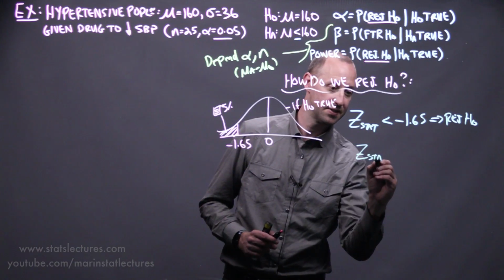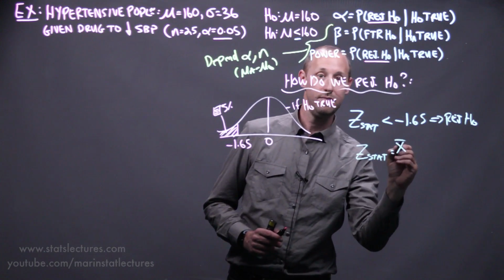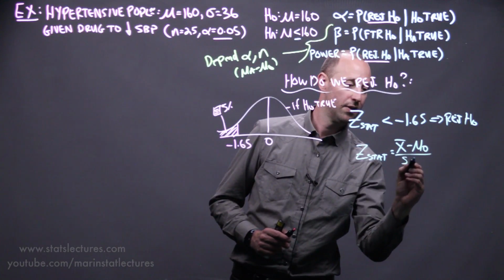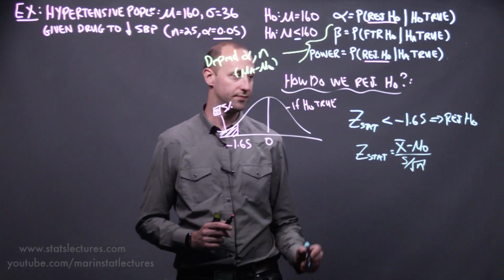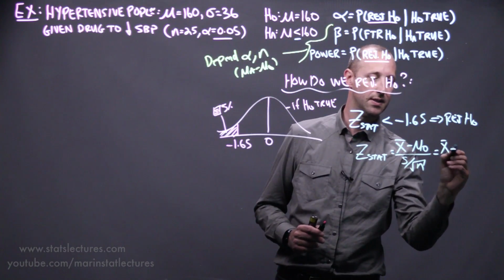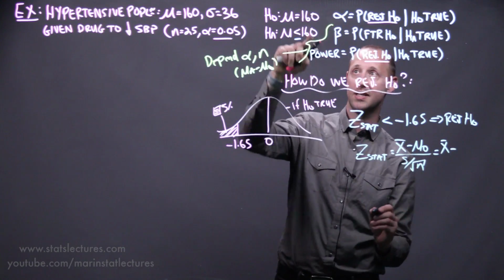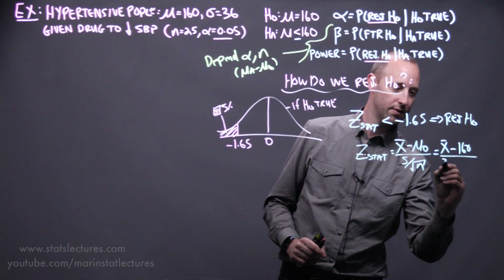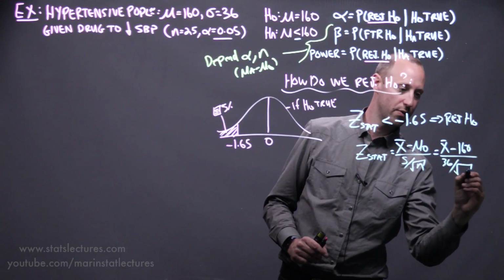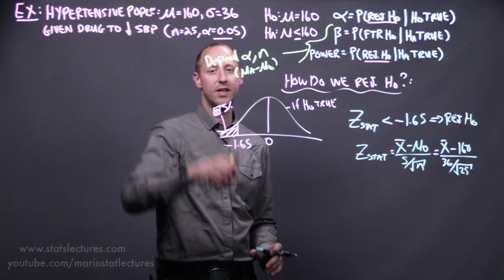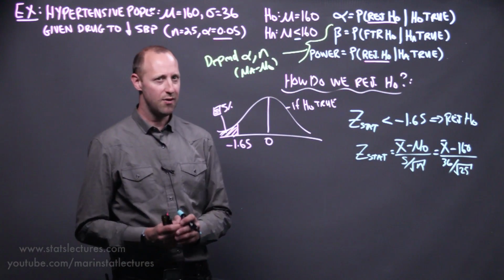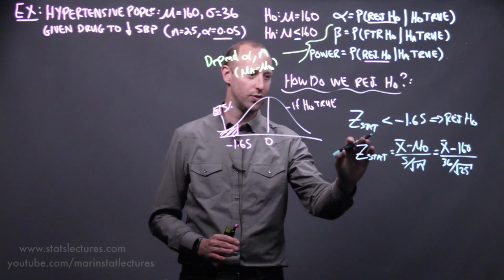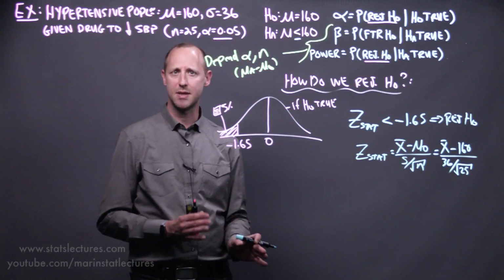Okay. And we also know when we standardize, when we calculate this test statistic, how far is our estimate from the hypothesized value in terms of a standard error? Subbing those in, our hypothesized mean is 160, and our standard error is 36 over square root of 25. And again, we're working here with the population standard deviation. If we had a sample, we'd just sub in the sample standard deviation.